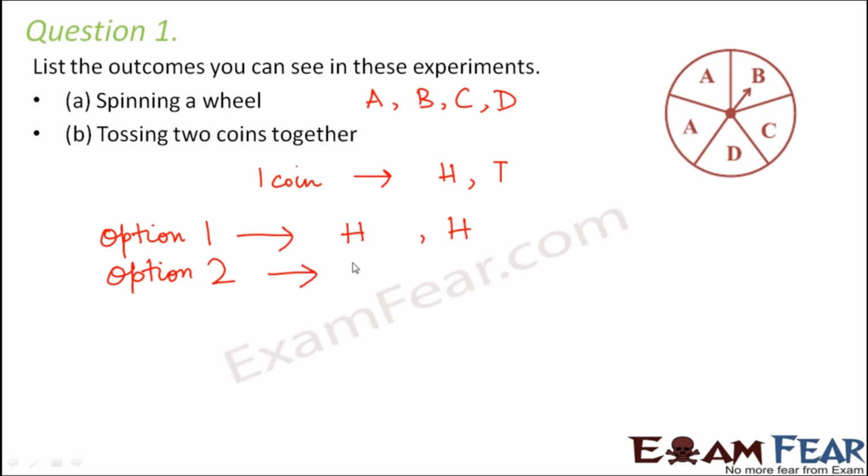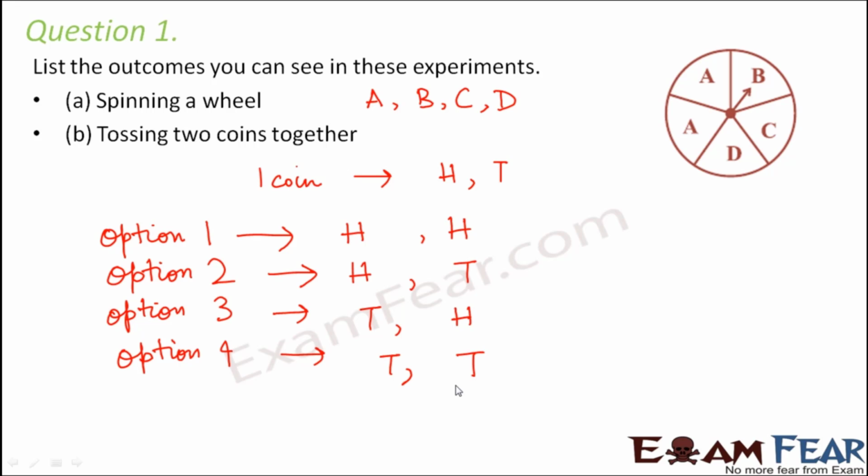Option 2 is you tossed both of them together. In the first coin you got a head, in the second coin you got a tail. Option 3 is in the first coin you got a tail and in the second coin you got a head. And the last option could be in the first coin you got a tail and in the last coin also you got a tail. So what are the total number of outcomes? So the total possible outcomes are 4 when you are tossing 2 coins together.